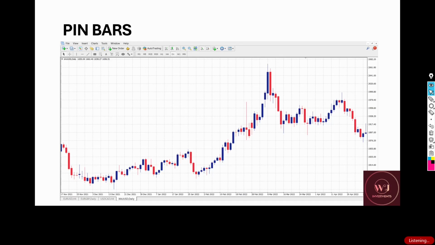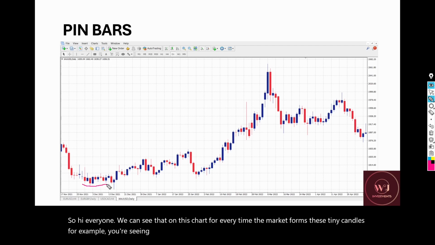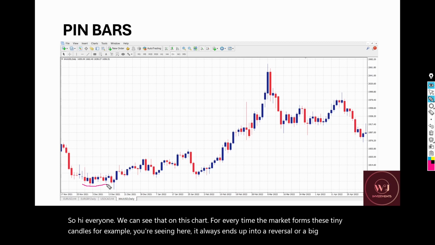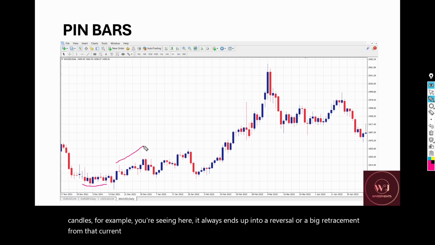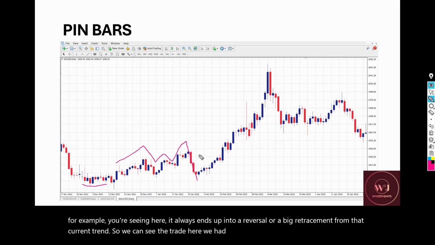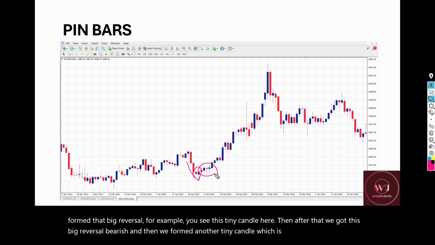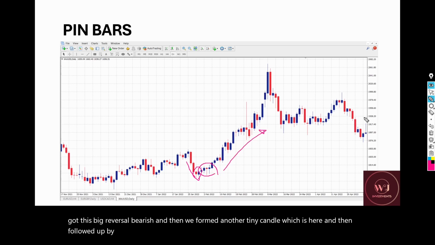So hi everyone, we can see on this chart that every time the market forms these tiny candles, for example, the ones you're seeing here, it always ends up in a reversal or a big retracement from the current trend. Here we had started a clear uptrend, but after we formed that big reversal, for example, you see this tiny candle here, then after that we got this big bearish reversal, and then we formed another tiny candle which is here, followed by more of these tiny candles, and then the market reversed into an uptrend.